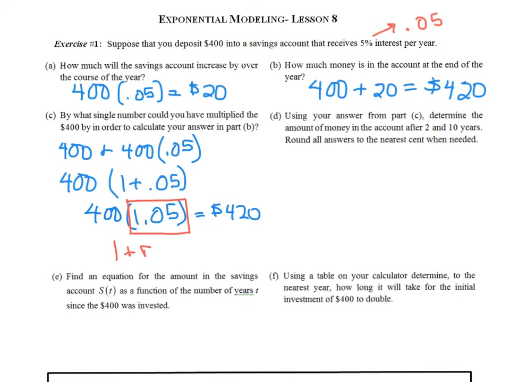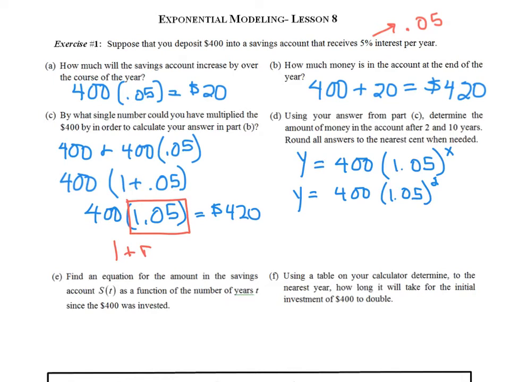So my equation becomes y is equal to that initial investment of 400 multiplied by 1.05, and that's going to be raised to the x power, where x is going to stand for how many years, or how many times I multiplied by 1.05. So in the first part of this example D, it says, let's find out how much money I have in the account after 2 years. So that is just going to be y is equal to 400 multiplied by 1.05 to the second power.